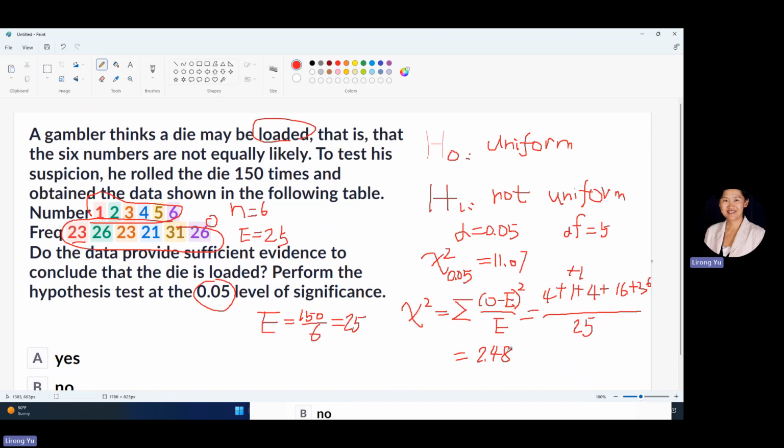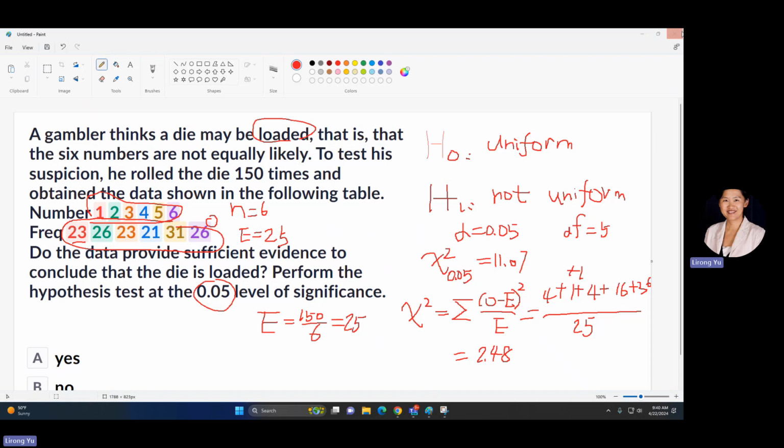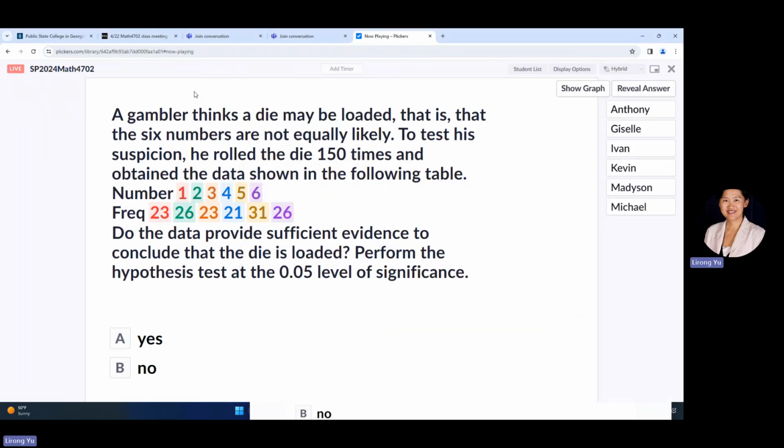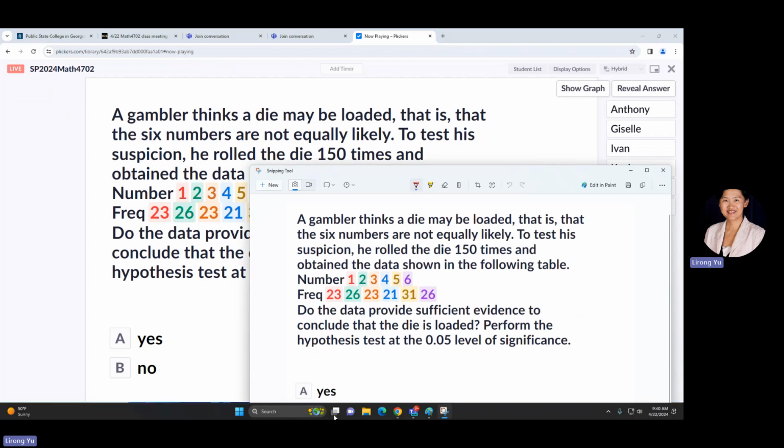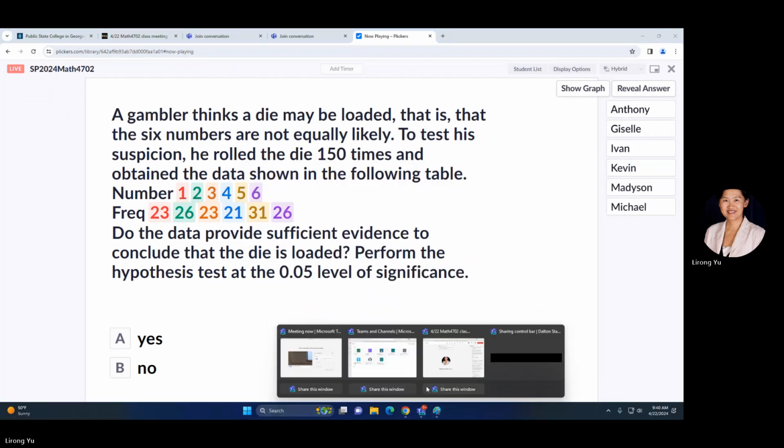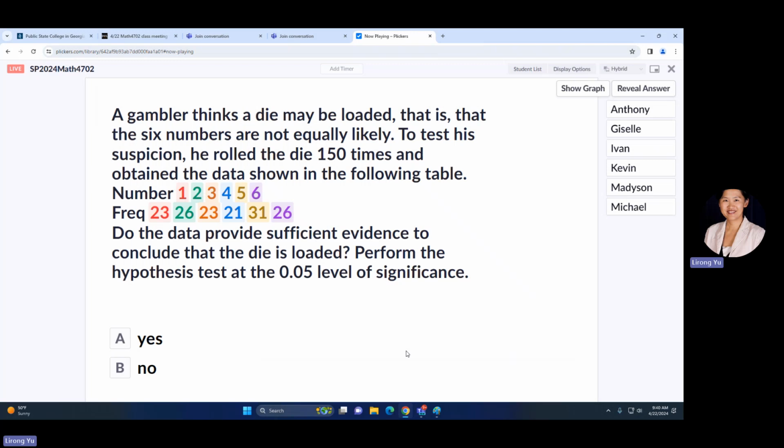So to answer the question, do the data provide sufficient evidence to say the die is loaded? We would say we do not have sufficient evidence. The answer is negative. That is an example of the test for goodness of fit. All right, anyway, so that pretty much is today's attendance. I just wanted to use that question as a review for the chi-square test. Our first example of chi-square test will be test for goodness of fit.